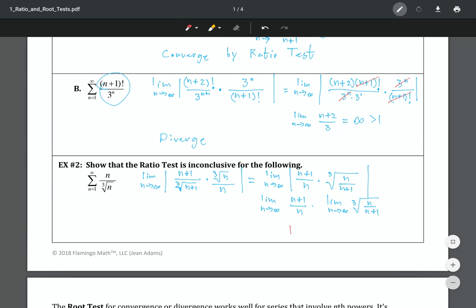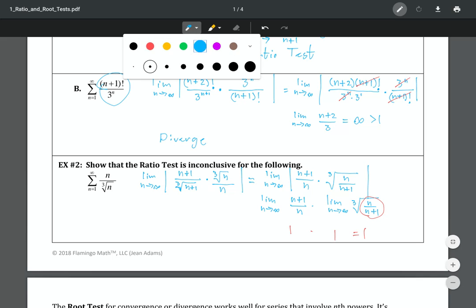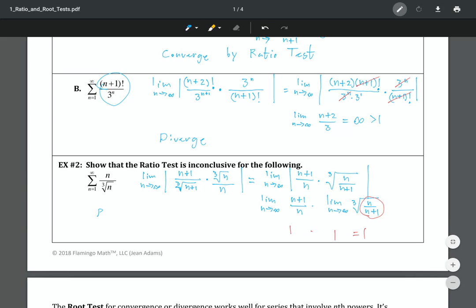Now, in this one, you can look at the inside and find the limit of that, and then take the cube root. So in that one, it's 1. The cube root of 1 is also 1. Again, I used the horizontal asymptote rule for the inside of that. So 1 times 1 is 1. Now, according to this, that means that with the ratio test, there's no conclusion.